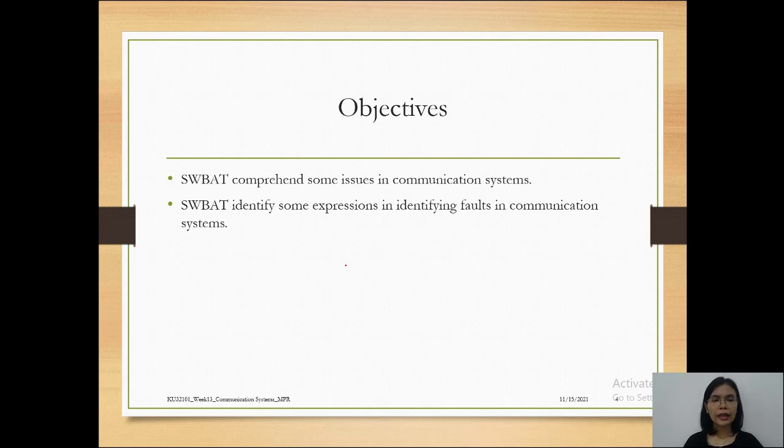Alright, so now we will be looking at the material for this week. The first objective is for students to be able to comprehend some issues in the communication system. I bet that nowadays we are in online, offline, hybrid mode, as they call it, and we can see there are actually plenty of issues with communication. So we're going to identify some of the issues in the communication system. The next objective is for you to be able to identify some expressions for identifying faults in the communication system. So you're going to be like a doctor in a communication system, identifying or diagnosing the faults.